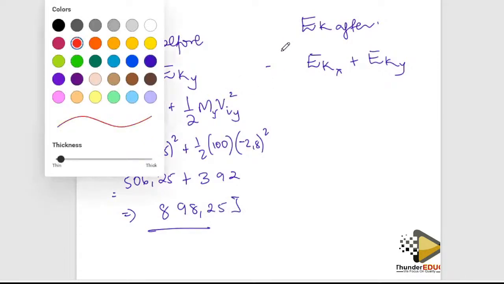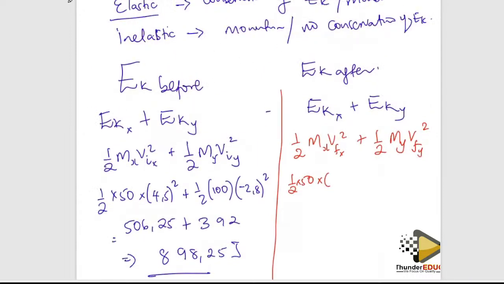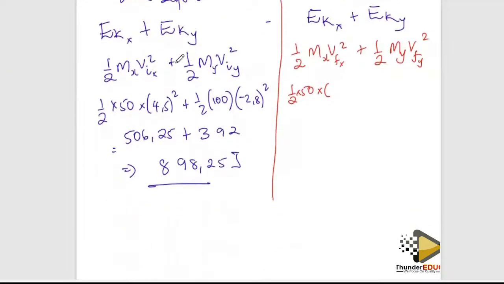Then I'll look at the EK after. Okay, that's a half m x v final of x squared plus a half m y v final of y squared. So I have the mass is still the same. The final velocity of x, they told us it is 2,1. Okay, so it's negative 2,1 squared. That's a half. The mass is 100. The velocity will go to 0,5 positive squared.